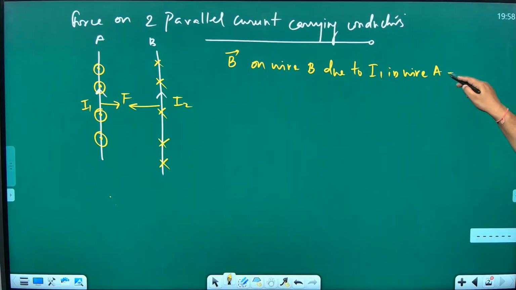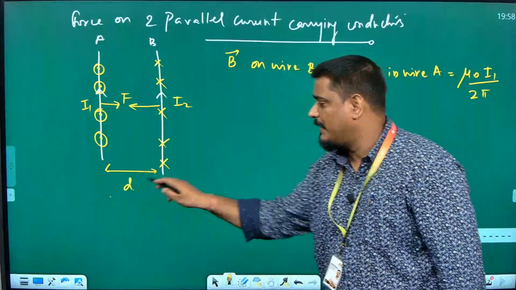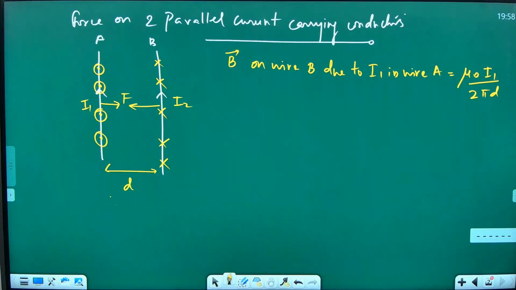How much will that be? Mu naught I1 by 2 pi. Let the distance between them be d. So I am taking it as 2 pi d. Do you agree with me? Any problem in this? What formula are you using? Mu naught I by 2 pi r.